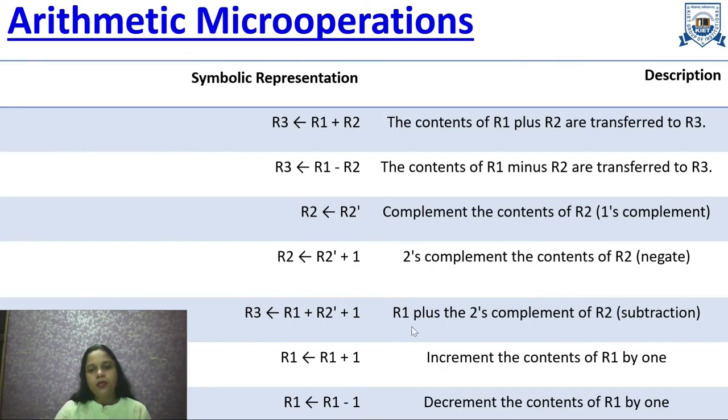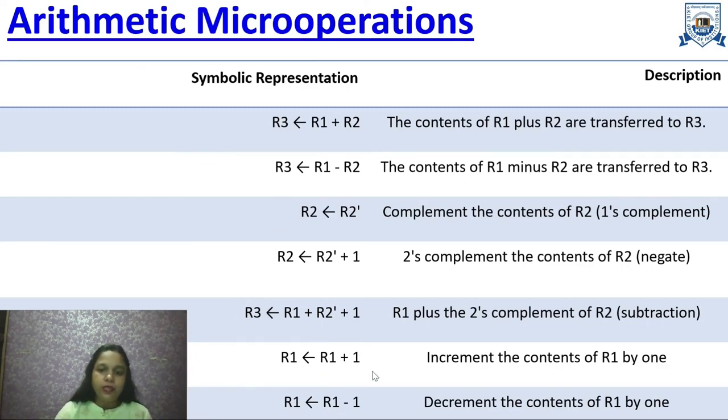Next we are adding R1 to the 2's complement of R2. What is 2's complement? 2's complement is the 1's complement with 1 added to it. So this is the 2's complement, and if we add this to R1, then this is the equation: R1 plus the 2's complement of R2. If you check, this is the subtraction operation and the resultant will be stored in R3.